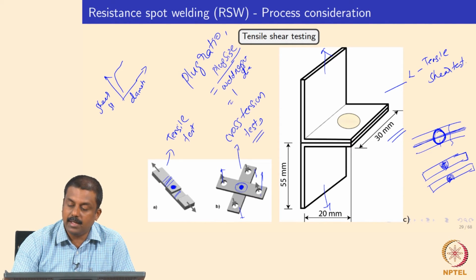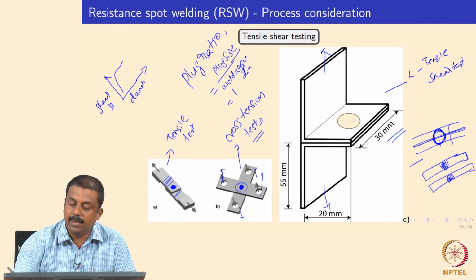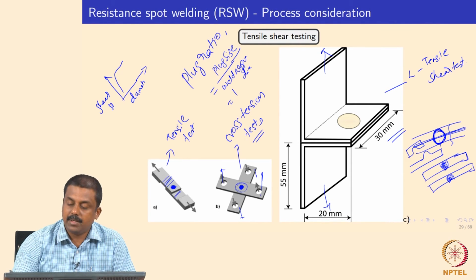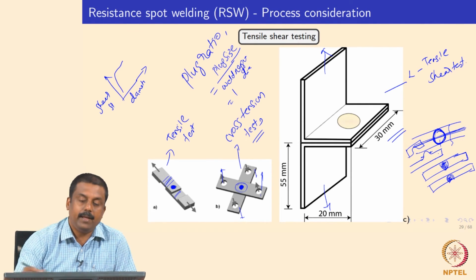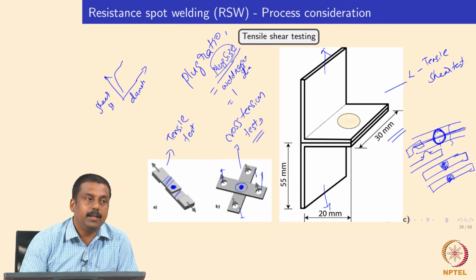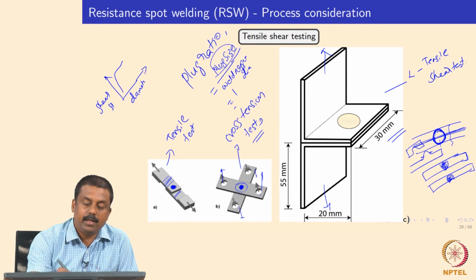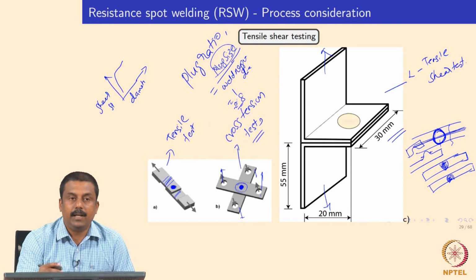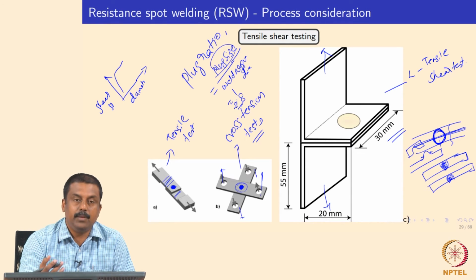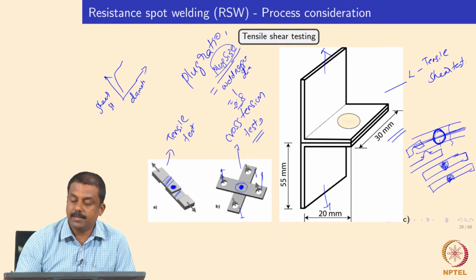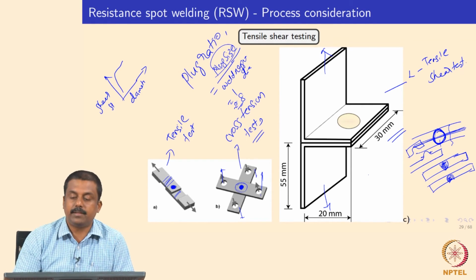You may also have a partial plug failure, where some plug is left in one plate and the other plate has a cavity. You can measure the remaining plug and identify your plug size upon the cross tension test. You may have, for example, a plug ratio of 0.8, and based on the guidelines you may identify whether 0.8 is acceptable or not. We will summarize up to this point, then move on to the tensile shear testing.